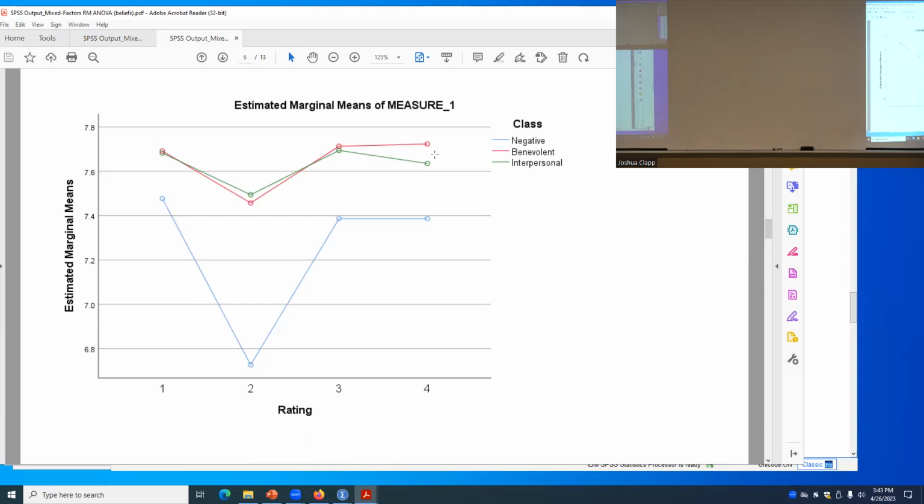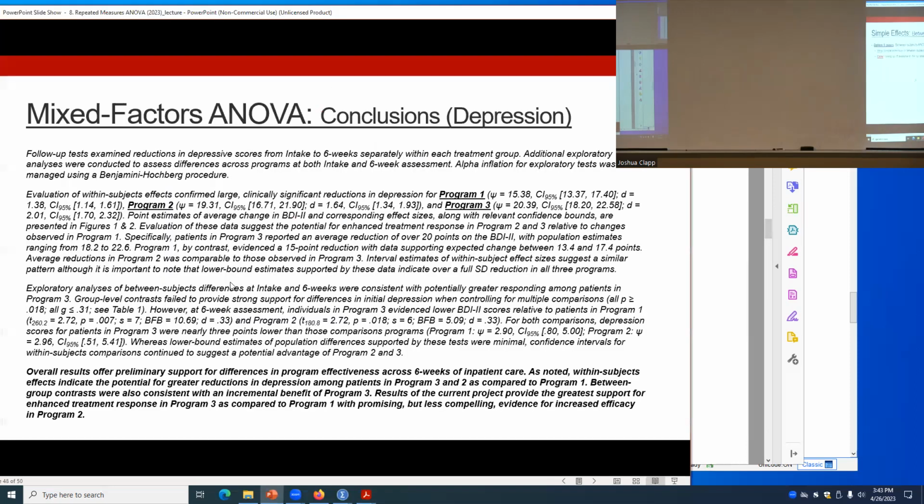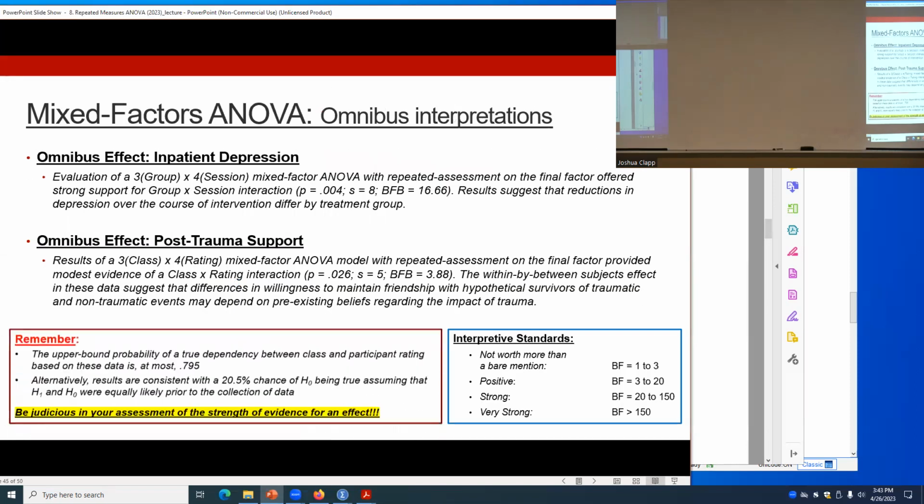If we click back over and take a look at our omnibus interpretation here, we're saying: results of a 3x4 mixed factor ANOVA model with repeated assessments on the final factor show modest evidence for a class by rating interaction, the within by between subjects effect. These data suggest that differences in willingness to maintain friendship with hypothetical survivors of trauma and non-traumatic events, well, it's not non-traumatic events, it's traumatic events, may depend on pre-existing beliefs regarding the impact of trauma.